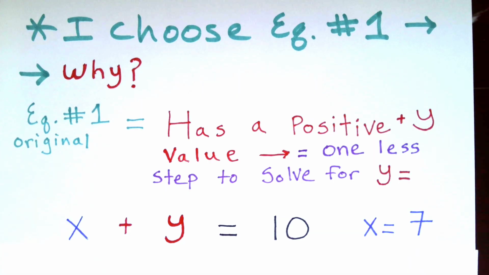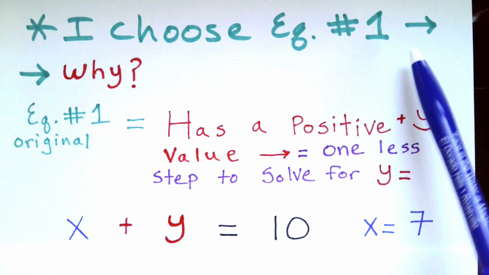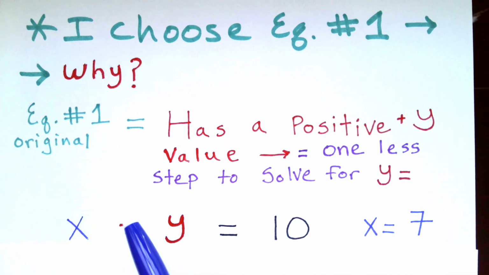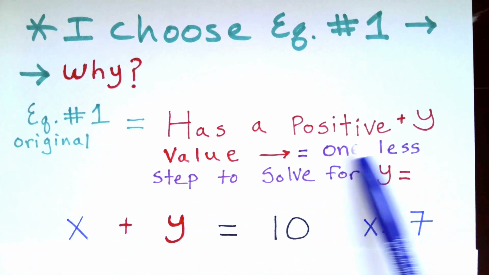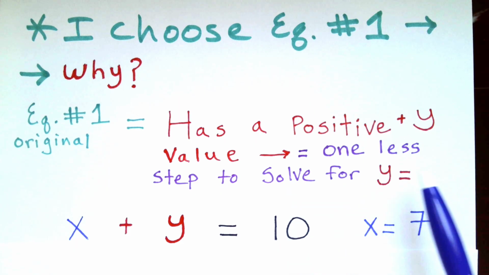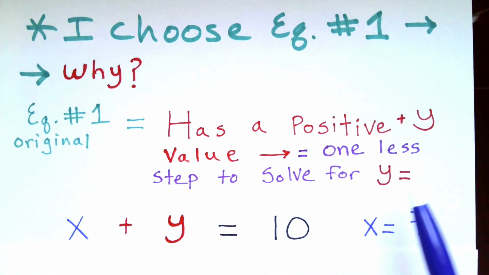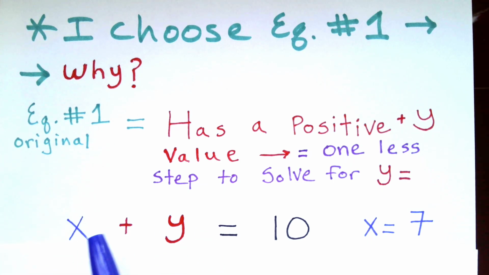Let's check it out. Okay, so I chose equation number 1. I just explained it. Original equation 1 has a positive y value, one less step to solve for y. So x plus y equals 10. I know x equals 7, so I substitute a 7 here. 7 plus what number? Y represents a real number. So 7 plus what number would give me 10? Well, if that doesn't work, let's substitute and use the inverse operation to check it out.